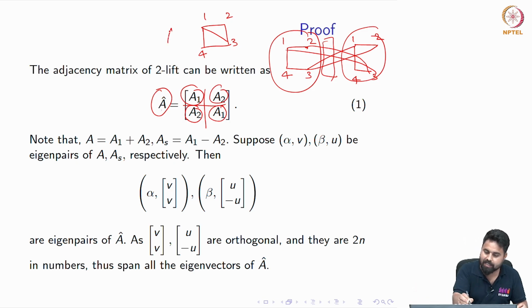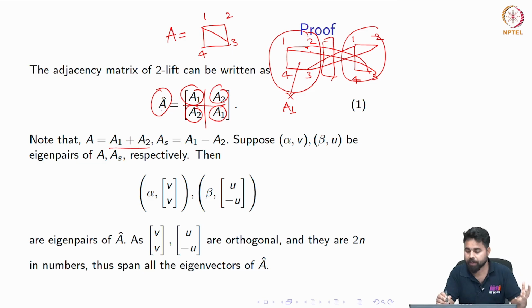A is nothing but the adjacency matrix of this. What will be A? A is nothing but A1 plus A2. Why? A1 is the adjacency matrix of this graph, basically the induced subgraph. But there are a few edges missing here, which were here, 1, 3 and 2, 3. By adding A2, you can put those edges back, and so this will give you the adjacency matrix of the original graph.